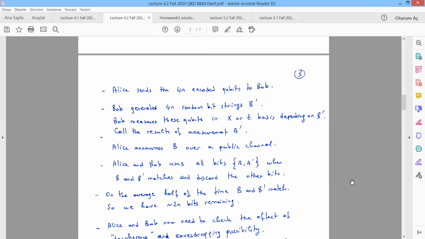So on average, right, half of the 4N qubits would match, and the other remaining half would not match. So at the end of this operation, we have 2N bits or qubits remaining. The other 2N, since the encoding operator and decoding operator do not match, we discard.